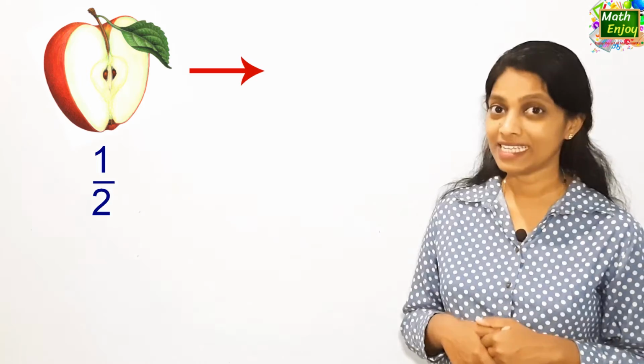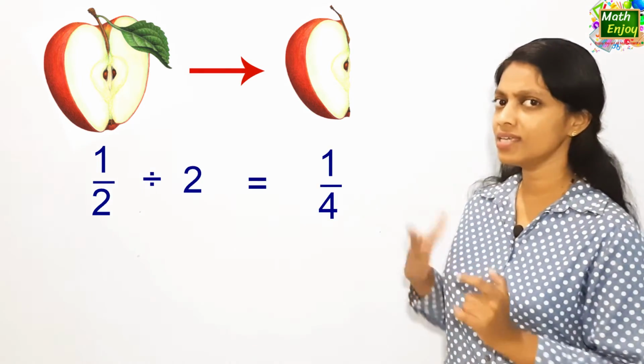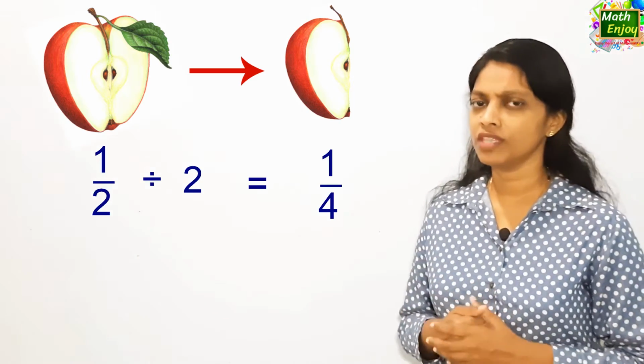I have half of an apple. I want to divide this half into two equal halves. Then as a fraction, how can we tell that part? It is a quarter. I want to divide half by 2. The answer is a quarter. How to get this without a diagram?